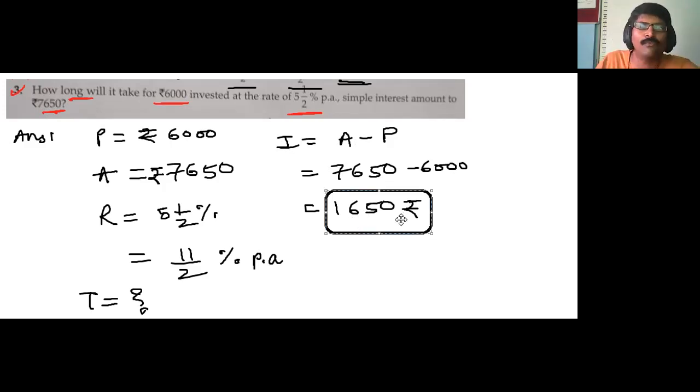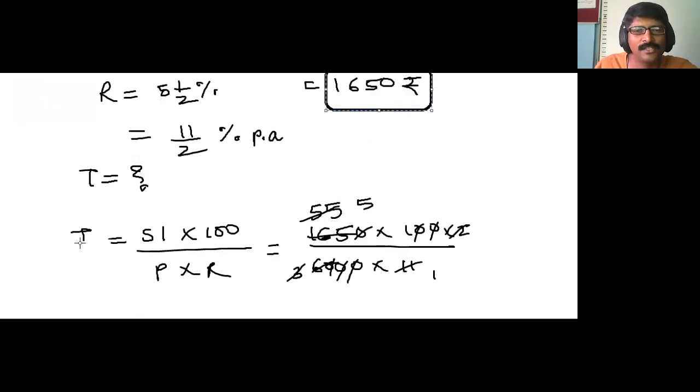Now, once you get the interest, students, which formula are you going to use to calculate the time? You can use the time formula, or you can use the simple interest formula. So time is equal to SI into 100 upon P into R. So SI is 1650 into 100, the principal is 6,000 and the rate of interest is 11 upon 2% per annum. Isn't it? 11 upon 2.